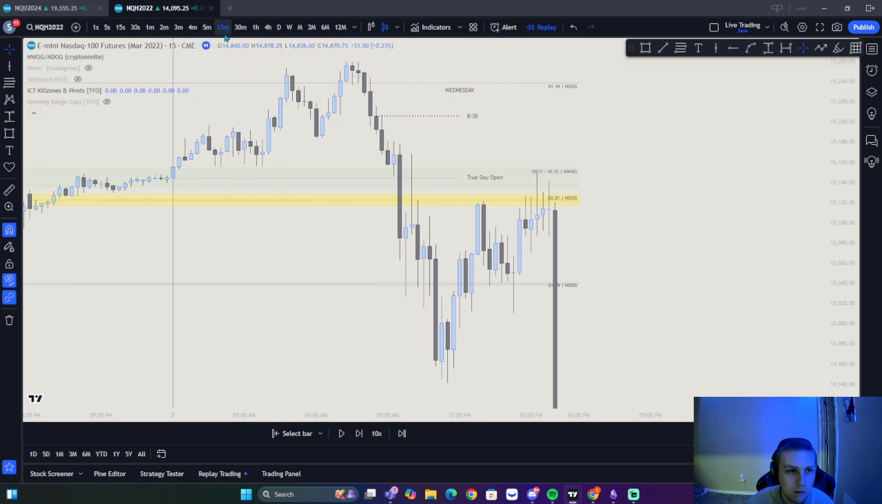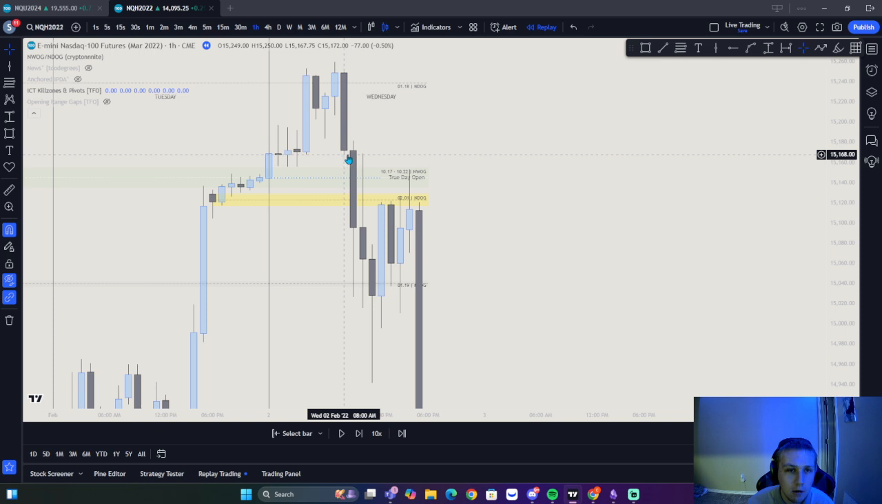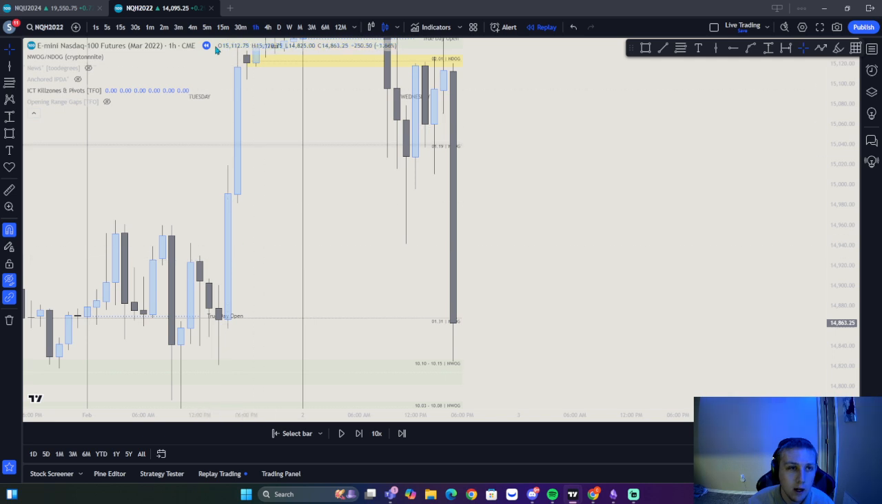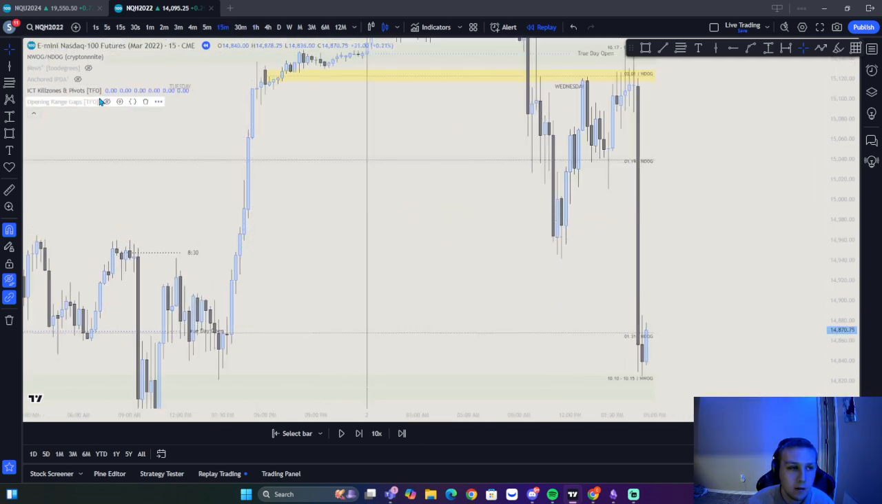And I want to look at the hourly chart here real quick. Look at that hourly immediate rebalance right here at 10 a.m. We immediately rebalance at 10 a.m. and then we displace lower to a fair value gap. We can refine that though to a 15-minute fair value gap.